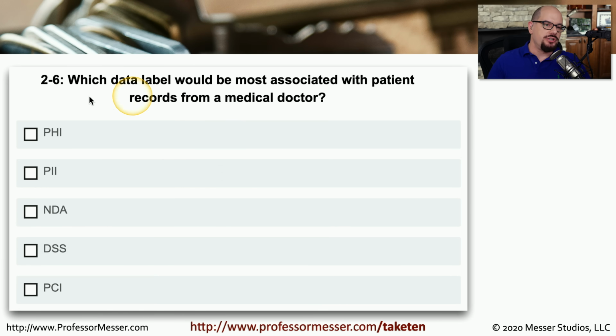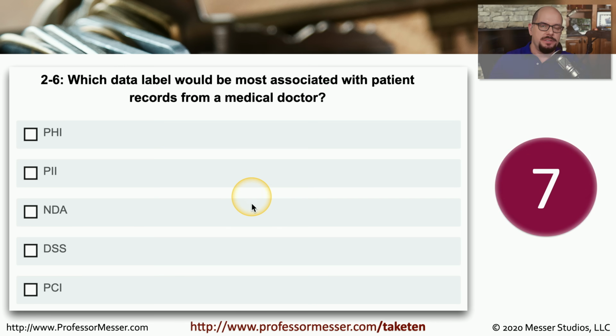Question number 6. Which data label would be most associated with patient records from a medical doctor? Would that be PHI, PII, NDA, DSS, or PCI? The answer, 7 seconds.